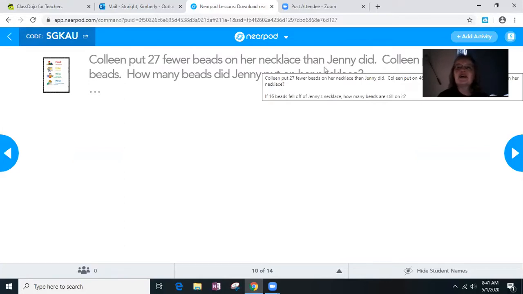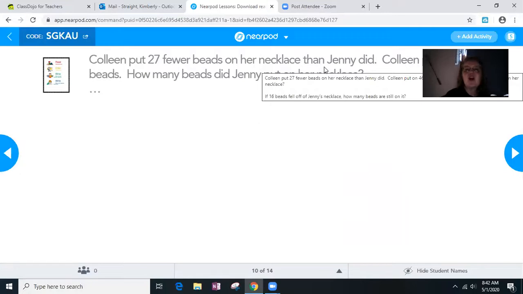Let's think about that. So if Colleen has 46 beads, but she has fewer beads than Jenny, that means Jenny has, yes, more beads. So that means that you are going to, what operation? That is correct. You are going to add. So make sure you draw a picture, you write the equation, you solve it, you write a complete sentence to answer the first part of the two-part question.